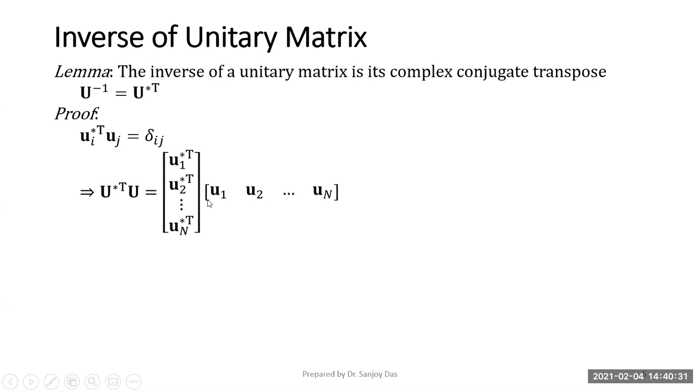Now look at this U here. I'm expressing it in terms of its columns, U1 through UN. Now here I have U star transpose, right? So how do I take the transpose of U? I have to take the star transpose of each of these and then arrange them in this manner. Each Ui, when I take the transpose, becomes a row vector, right? So U1 star transpose, U2 star transpose, and all are row vectors.